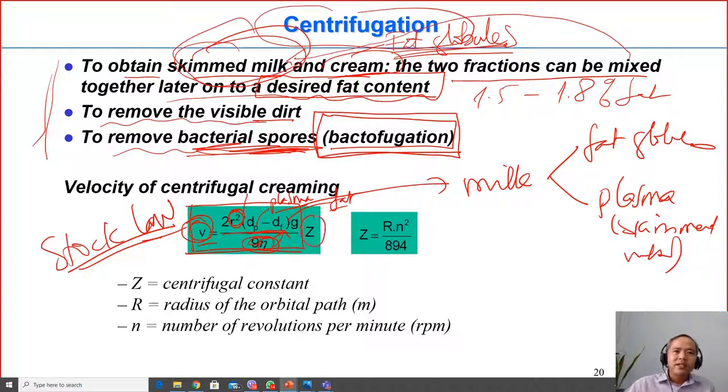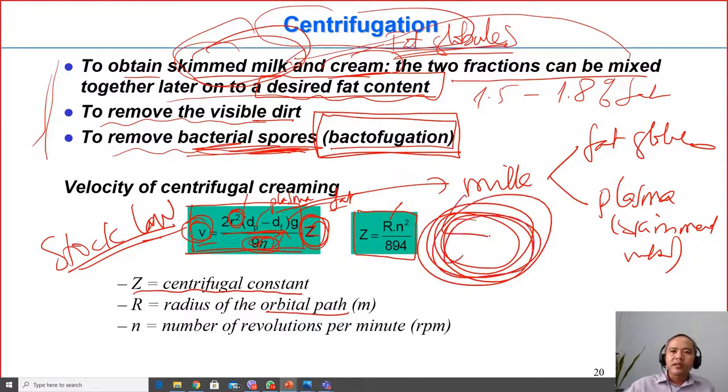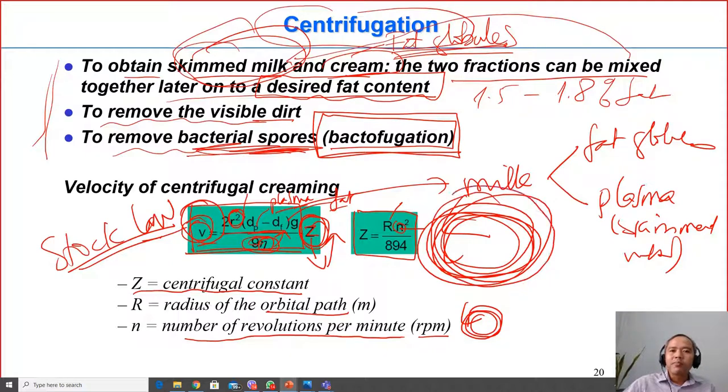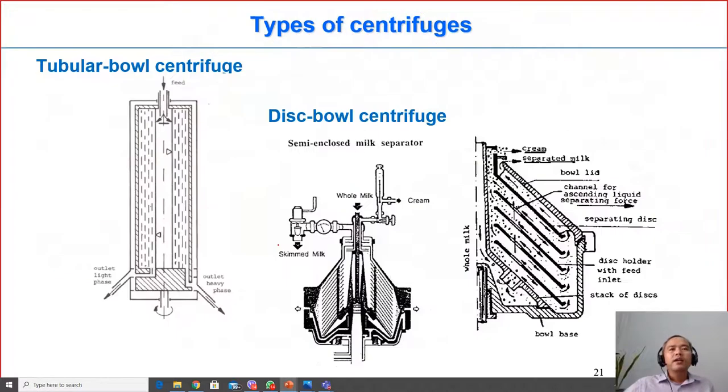So we have a factor here, a constant Z. Z is the centrifugal constant. So this Z is equal to this: this is the radius of the rotation of the centrifuge, and N is the number of revolutions per minute, how fast you do the centrifugation, how many rounds per minute, right? So if you do it very fast, then this constant becomes high, and the velocity, the separation, becomes faster. Or if the radius of the rotation is larger, then this is larger, and the separation is also faster.